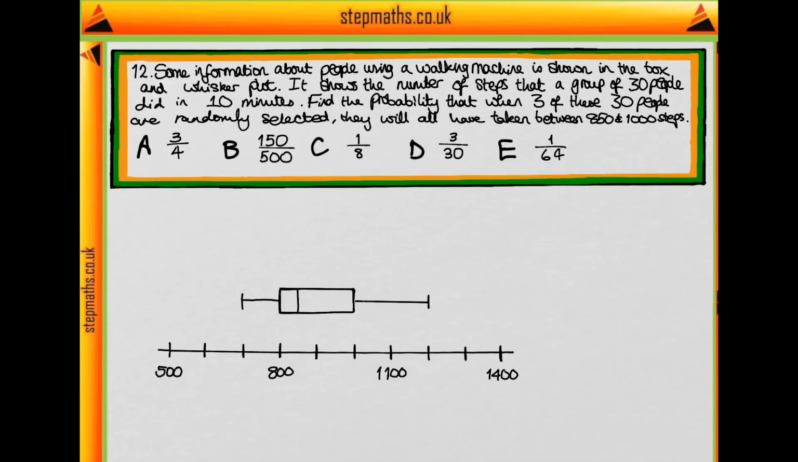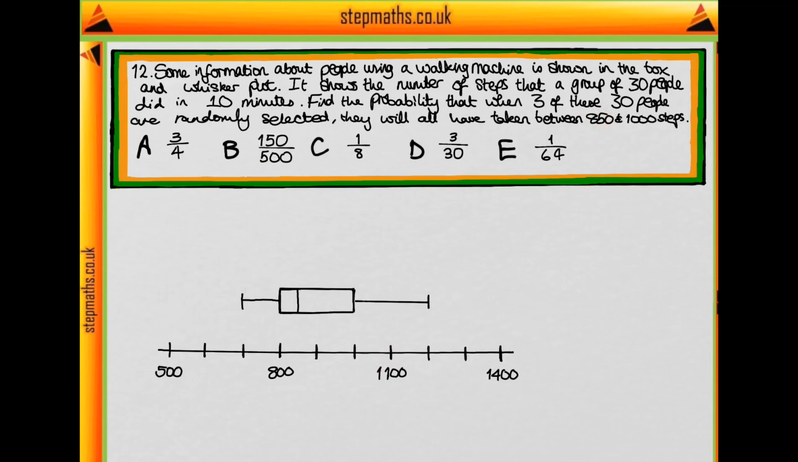So in this question we have a box and whisker plot which was shown here, and it's about people using a water machine. It shows the number of steps that a group of 30 people take in 10 minutes, and we want to find the probability that when 3 of these 30 people are randomly selected, then they have all taken between 850 and 1,000 steps.